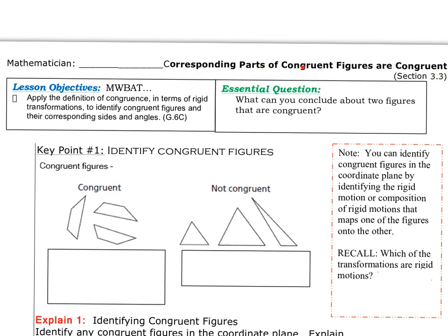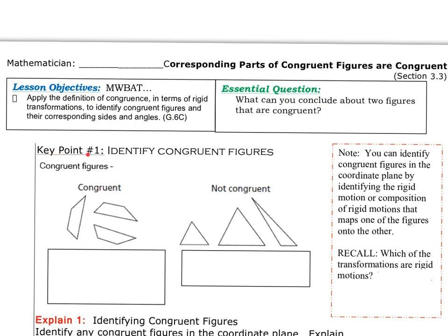Corresponding parts of congruent figures are congruent. Our lesson objectives will be mathematicians will be able to apply the definition of congruence in terms of rigid transformations to identify congruent figures and their corresponding sides and angles. So that leads us to our essential question: what can you conclude about two figures that are congruent?